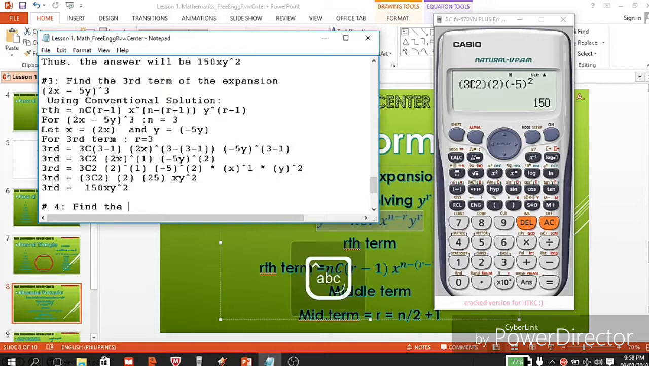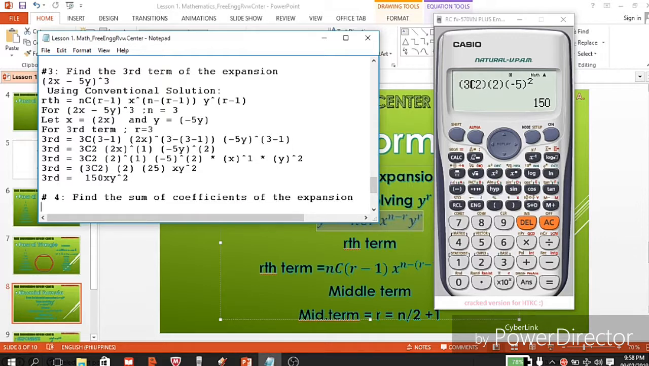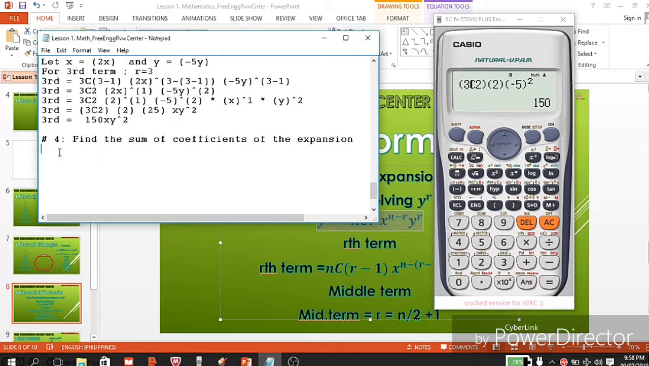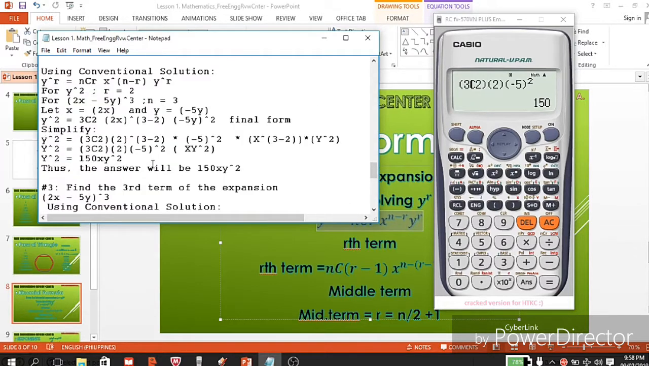So how about the next problem? Find the sum of the coefficients in the expansion of (2x minus 5y) raised to 3. So that's it.